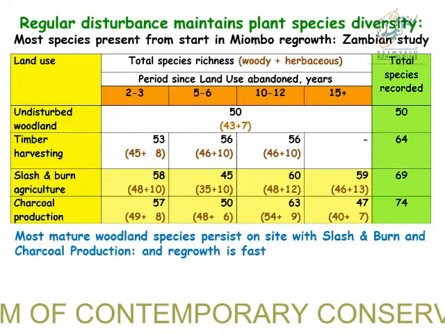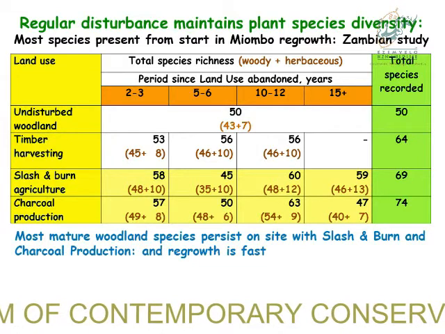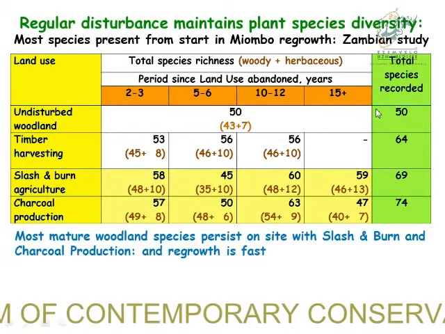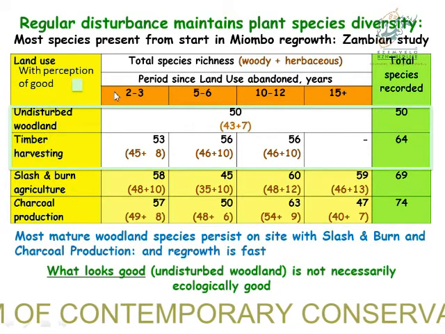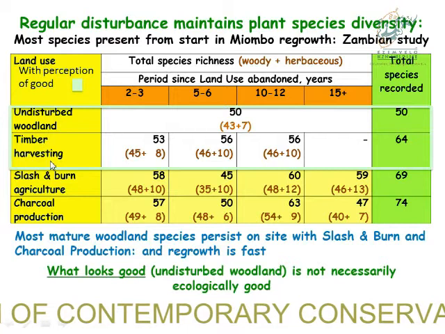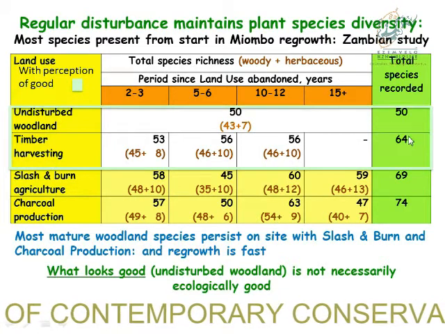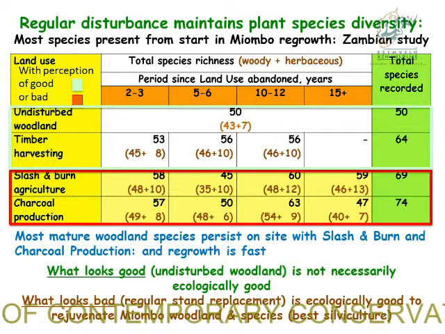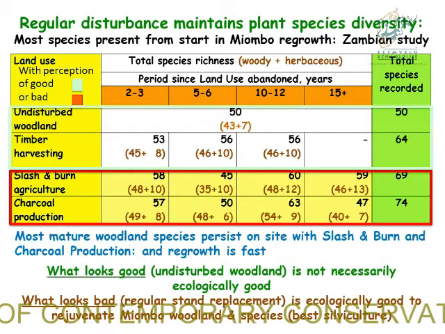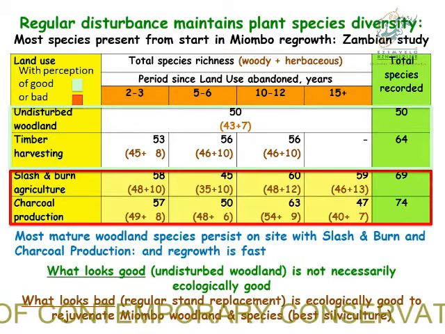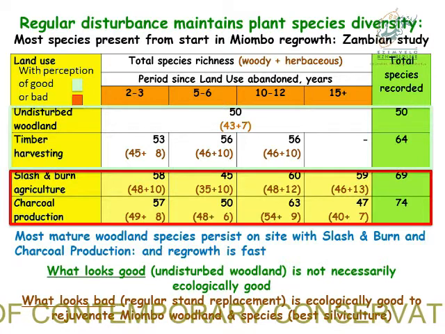If we look at the study that we did in Zambia, and we did follow-up studies in Mozambique, just look at the right-hand corner and think what I said before. What looks good, that undisturbed woodland, in terms of harvesting, single tree harvesting, you have the lowest species richness. If you go to slash and burn agriculture and charcoal production, which everybody thinks is terrible, and I also think so in some places, you have the highest diversity.